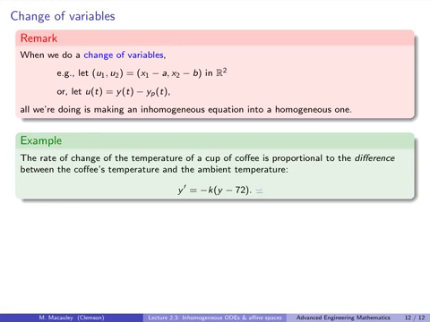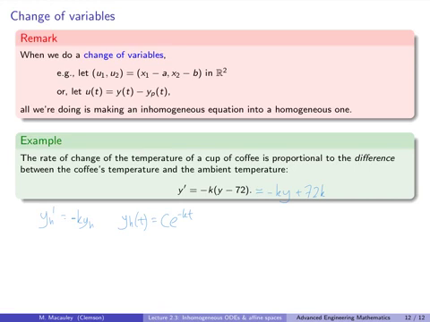So if I multiply this out, this is negative ky plus 72k. So the related homogeneous equation is yh prime equals negative k yh, and the solution to that, obviously, this is an exponential function, so this is c e to the negative kt.